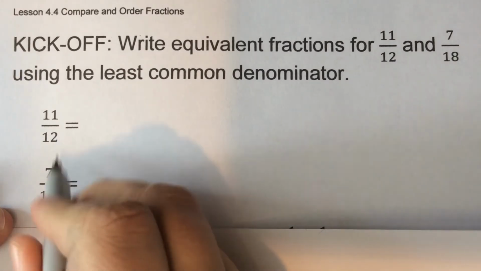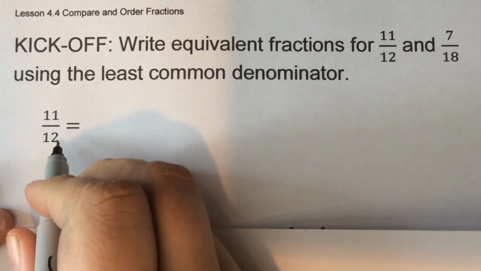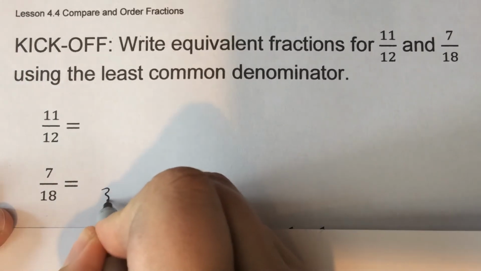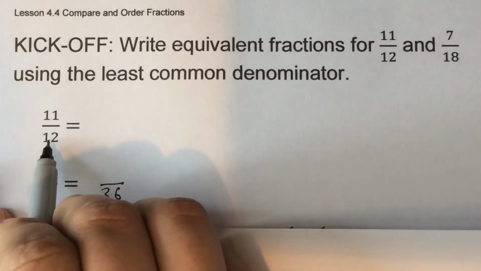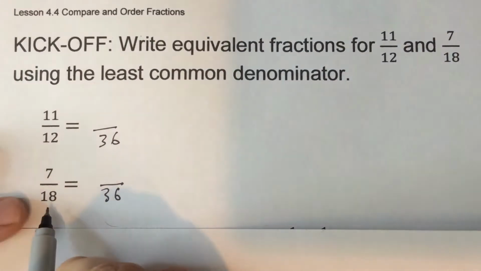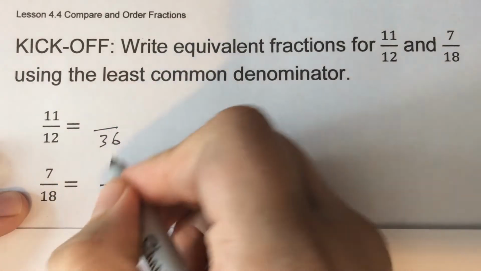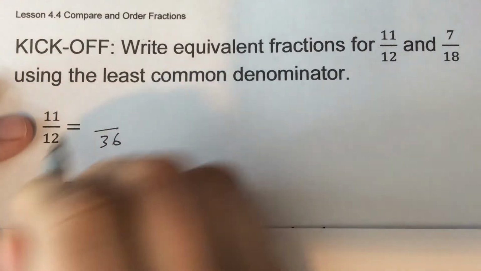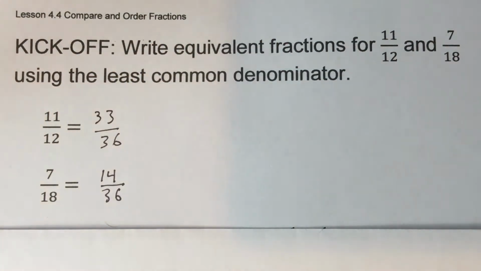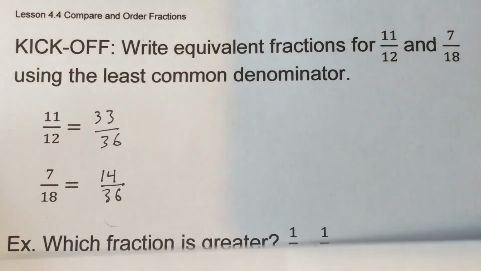So we're finding the least common multiple, so 18 and 24 don't work. If I double 12, I get to 24. 24 and 18 still don't match up, so I'm going to double 18 and get 36. If I take 12 times 3, I get 36 as well. That's our common denominator. So 18 was times 2 to get 36. 2 times 7 is 14. 12 was times 3 to get 36. So 11 times 3 would be 33. Okay, so this is stuff that we may have to use in order to compare and order fractions.